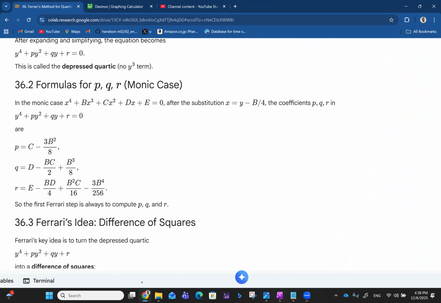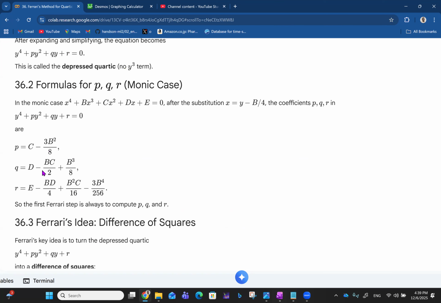Let's go and get these formulas. For instance, P is big C minus 3B squared over 8. Then Q is D minus BC over 2 plus B cubed over 8. And then R is E minus BD over 4 plus B squared C over 16 plus 3B raised to power 4 over 256. Now this is looking so big already, but let's see.